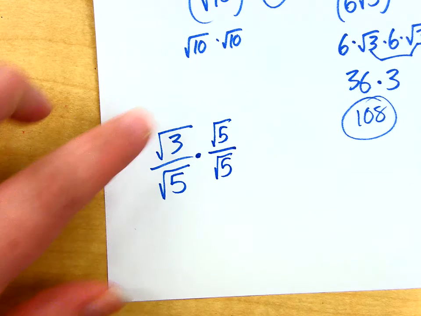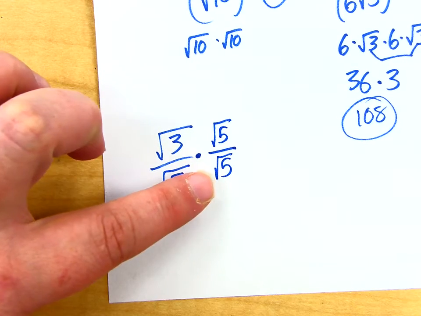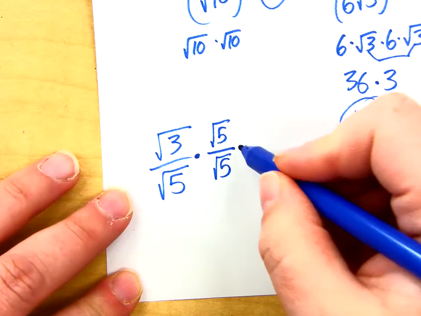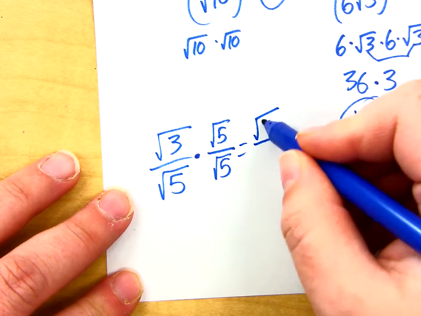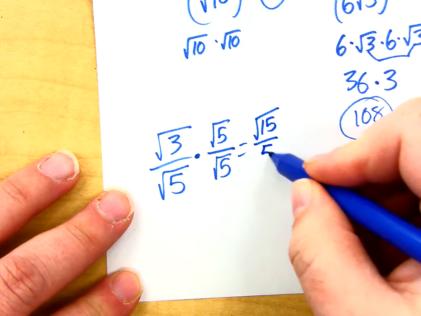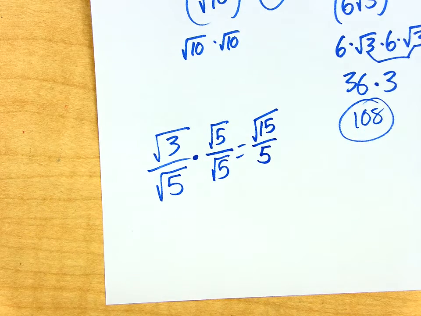Now hold on. What is square root of 5 over square root of 5 really? 1. You can multiply a number by 1 and it doesn't change its value. That's why you're allowed to do this. So now if I just multiply straight across, on my numerator I'm going to get square root of 15. And the denominator, what do I get though? Just 5. This is called rationalizing the denominator. You are not allowed to leave radicals in your denominator. You always have to move them out. You can leave them in the numerator, but you cannot have a square root in the denominator.